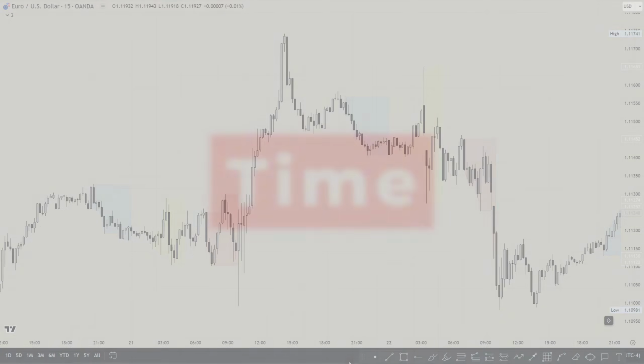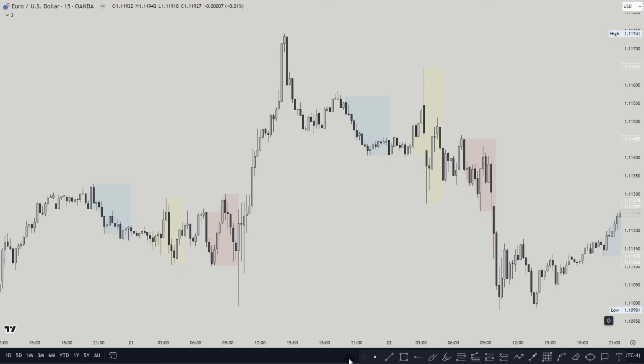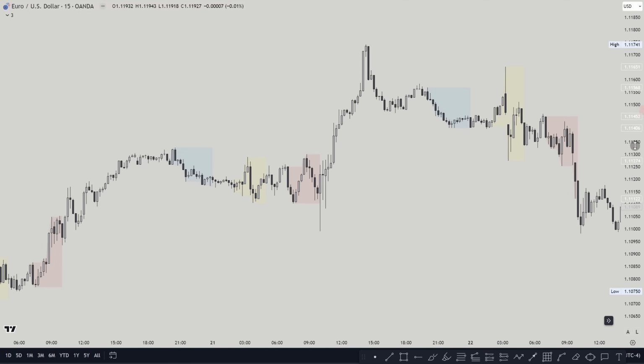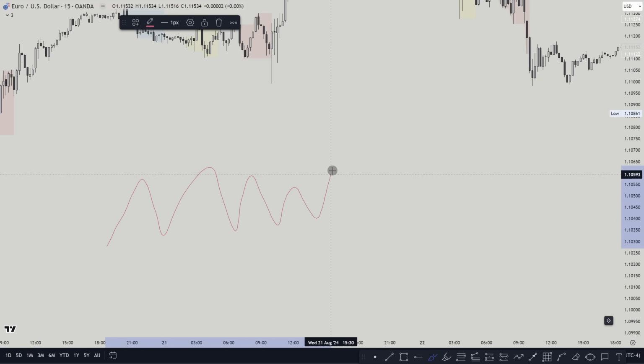Starting with the first one, which is time. Actually, the time when the fair value gap is created is very crucial. As an example of that, a fair value gap that is created after price takes the Asian session. So let's say the Asian session here, price takes the Asian session in the London session and then goes lower, creating a fair value gap.